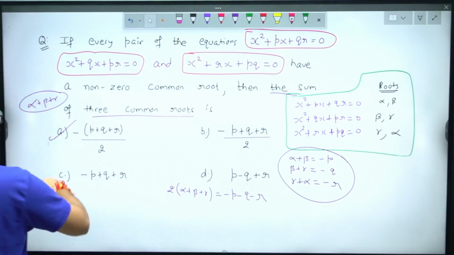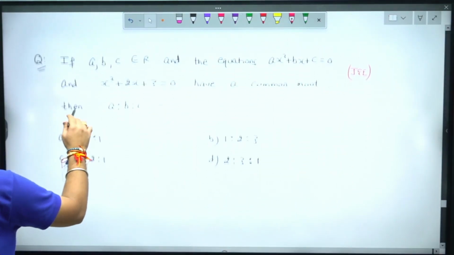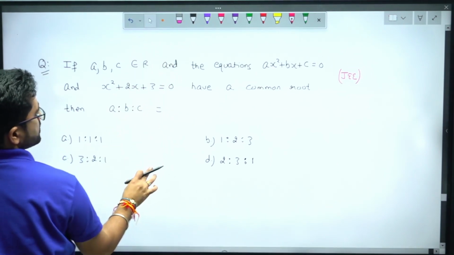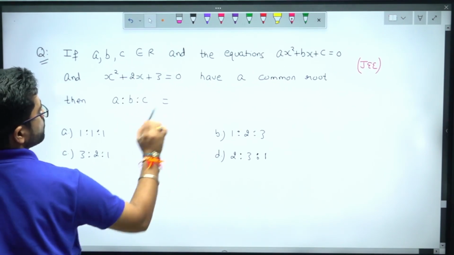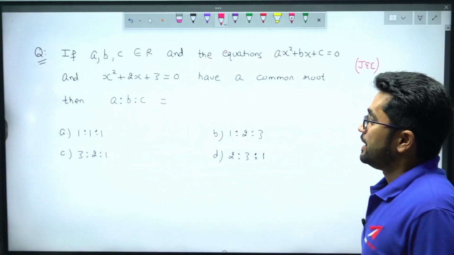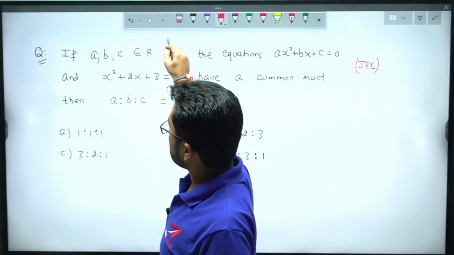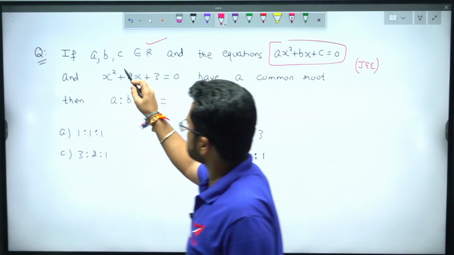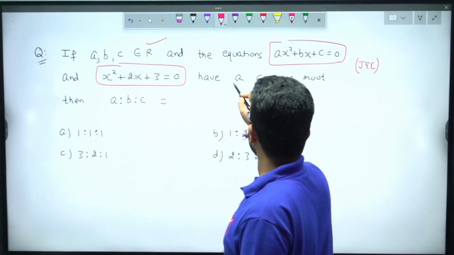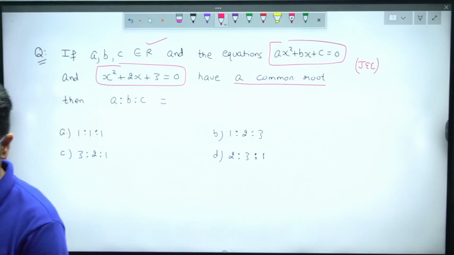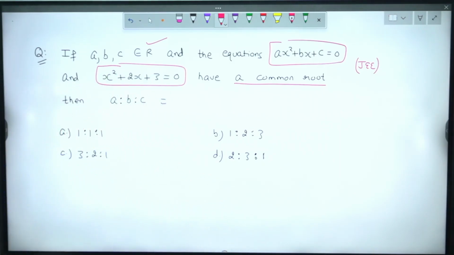Hurry up. Let's see the variety in more detail. Yes, it's a tricky one. This was the question that has been asked in JEE Mains and JEE Advanced, and please observe this question, very tricky. If A, B, C belong to real numbers, and the first equation and the second one have a common root, then A ratio B ratio C. How will you try?